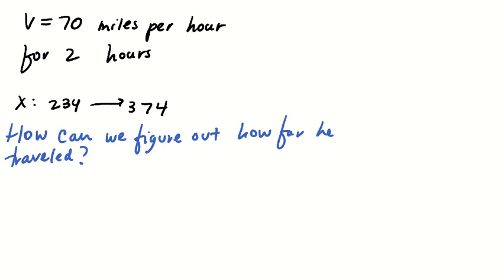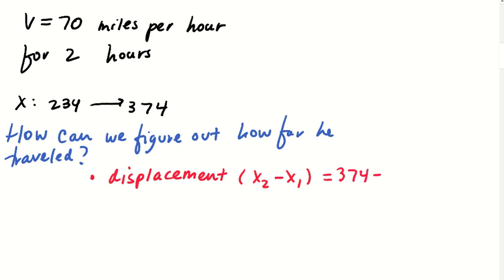Subtraction. Okay, that was not what they did first in yesterday's section, but that's fine, right? Yeah, if you went to 374 from 234, we could say that displacement, or final position minus initial position, is going to equal 374 minus 234, which is going to be 140.